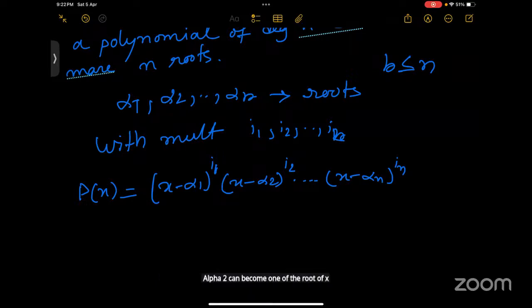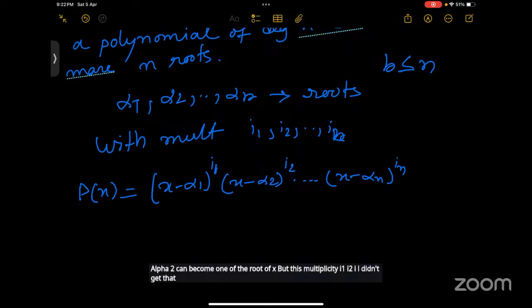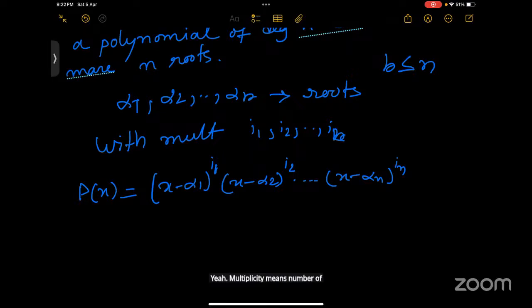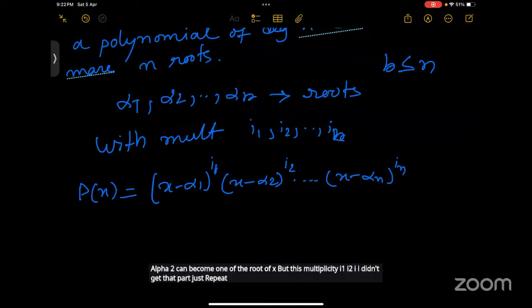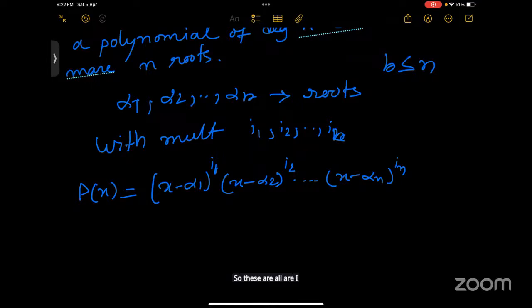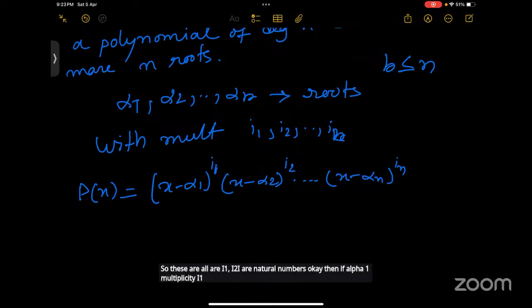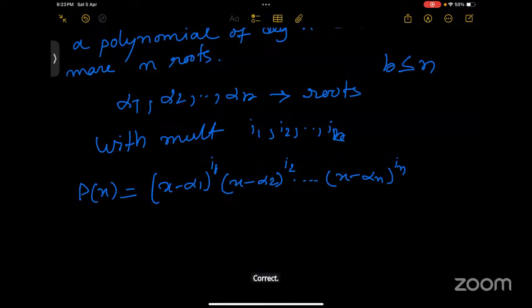But this multiplicity I1, I2, I didn't get that part. Multiplicity means the number of times the root is repeating. Okay. So I1, I2, Ir are all natural numbers. Correct. So if alpha 1 has multiplicity I1, it means alpha 1 is a root I1 times. Yes.